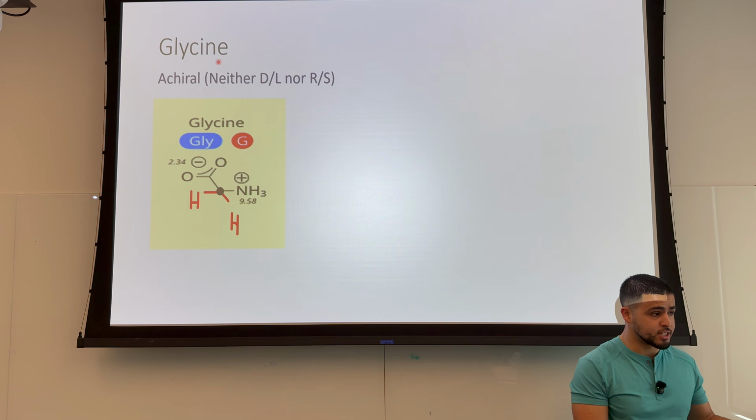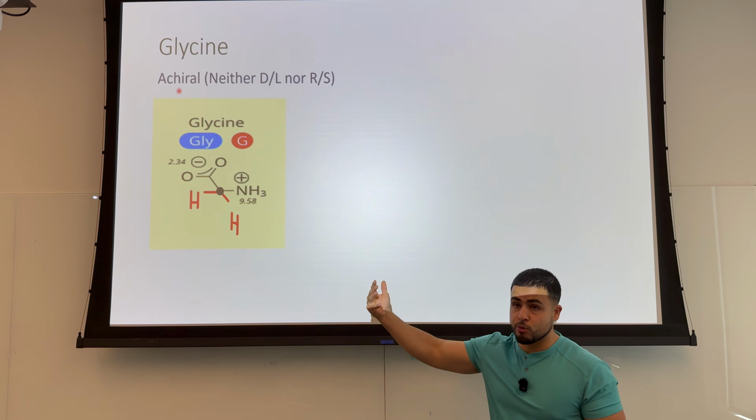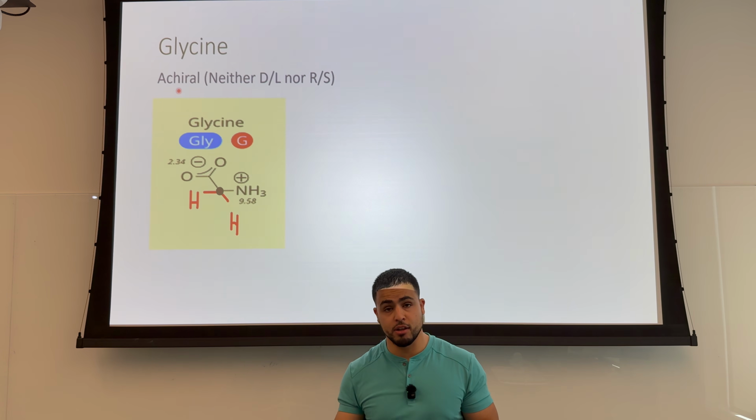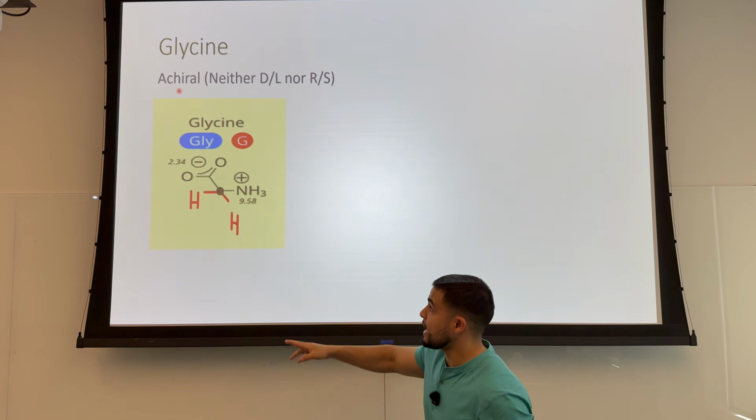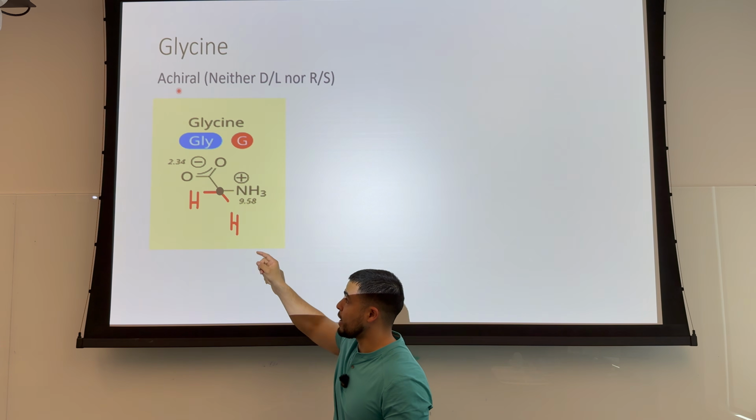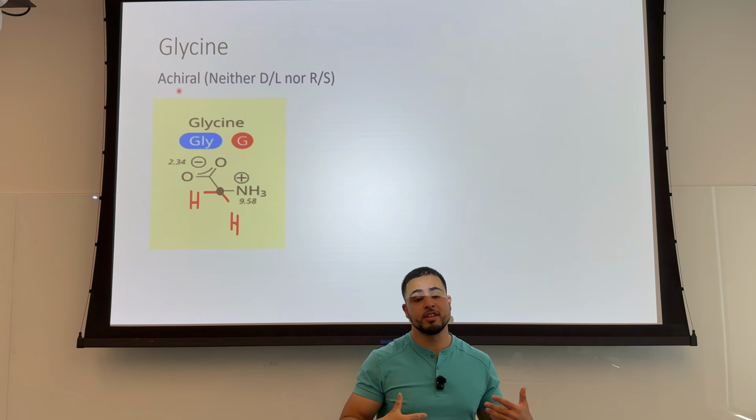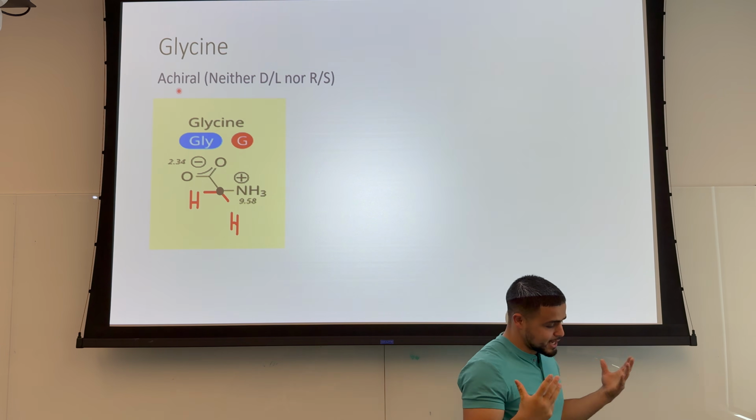Finally, let's talk about glycine. So glycine is achiral, meaning it's not going to have D/L classification nor R/S absolute configuration, and that's because that alpha carbon right there is bound to 2 hydrogen atoms, and when you have 2 of the same atom attached to a carbon atom, it's not going to be chiral.